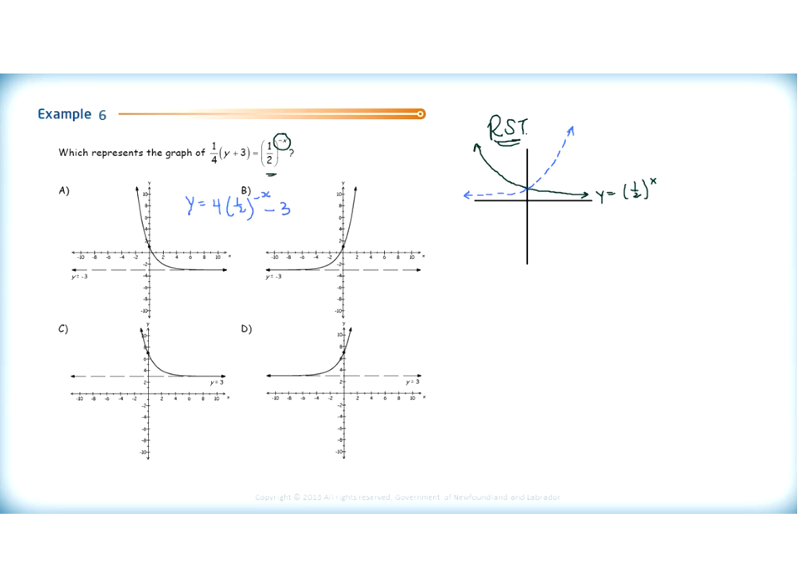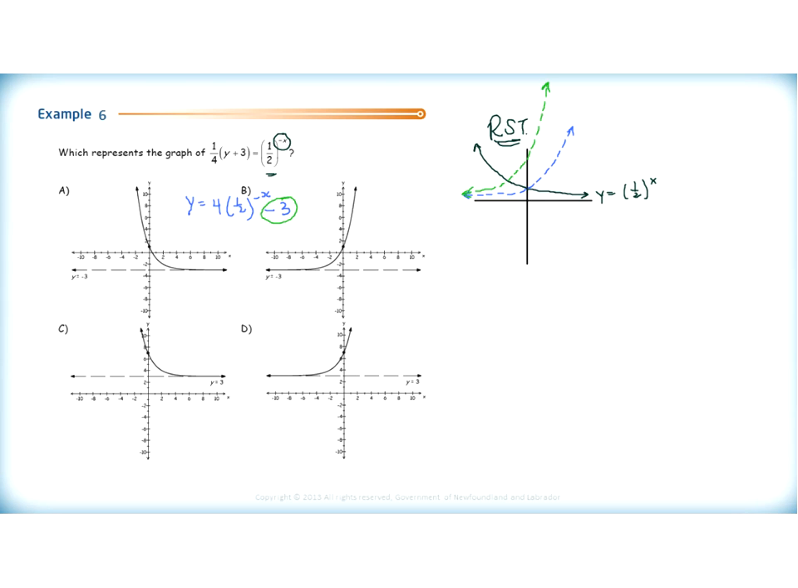Stretches. It's stretched by a factor of 4, and it's stretched vertically by a factor of 4. So if I stretch it vertically by a factor of 4, I will get a graph that's going to look something like this now. That's all it does, is stretch it by a factor of 4, because I'm only trying to figure out what the graph will look like. And then what do I do? I move it down 3 units.